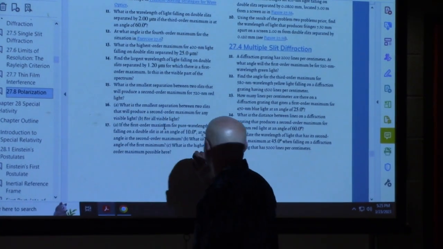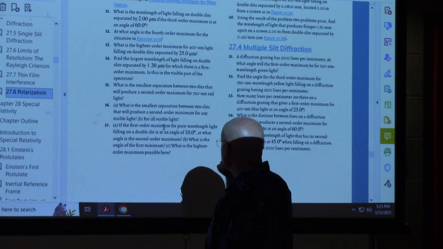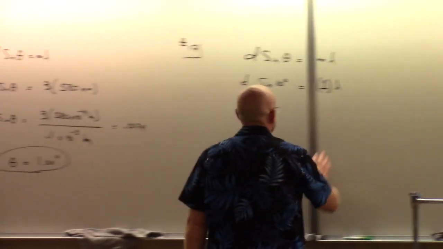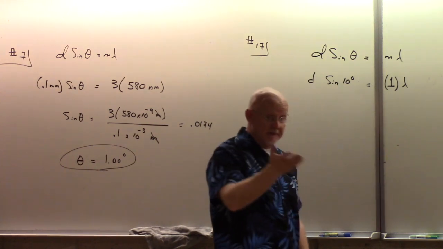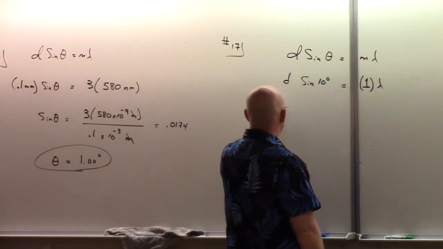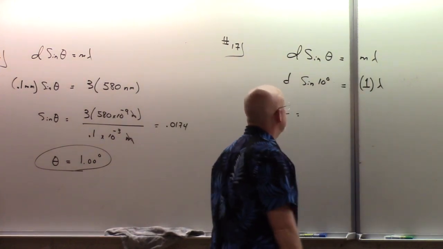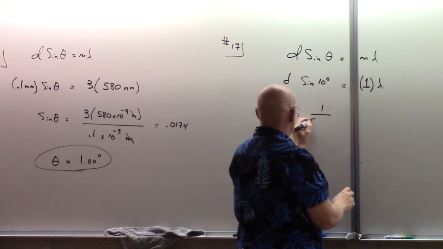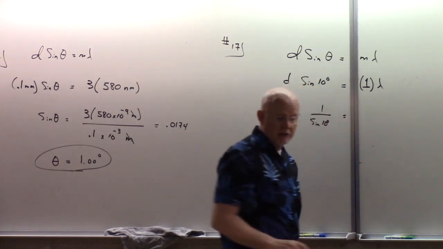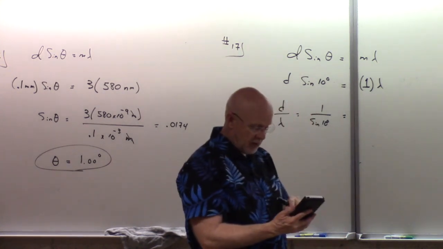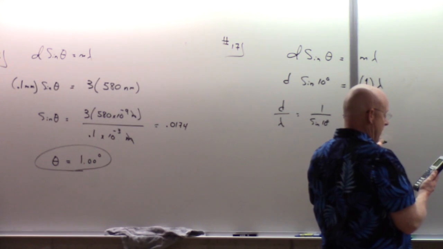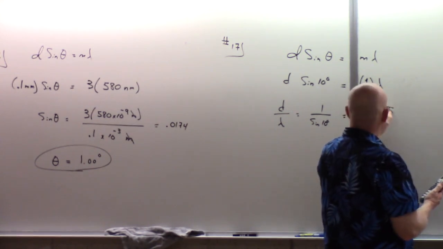And notice then that they did not give me what the wavelength is or what D is. So I cannot solve for D or lambda individually, but I can solve for D divided by lambda. So I'm going to leave the D here and move the lambda over to here, which means I will leave the 1 and divide it by the sine of 10 degrees. And so I will go 1 and divide by sine of 10 degrees. And so this is about a 5.759.